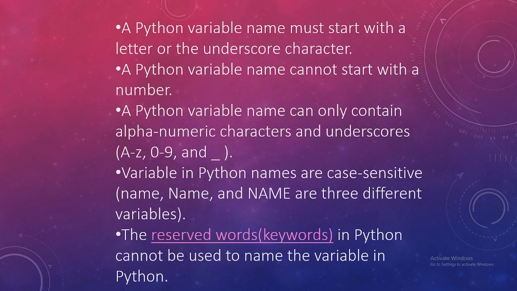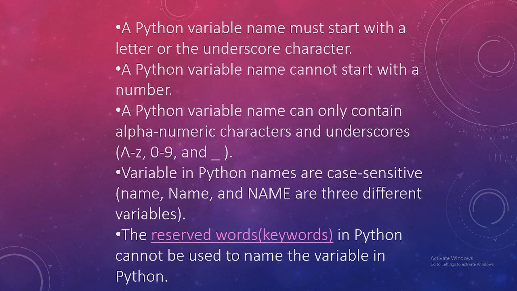A Python variable name cannot start with a number. That means the starting of the name cannot be 1 compass, 2 compass, like that. But we can change the place and write compass 1 or compass 2. It's not an issue, but we should remember the rules.